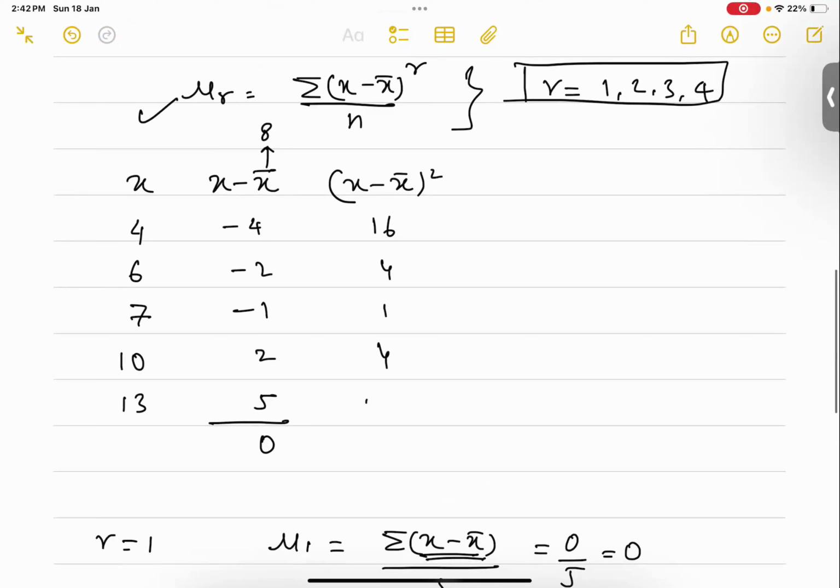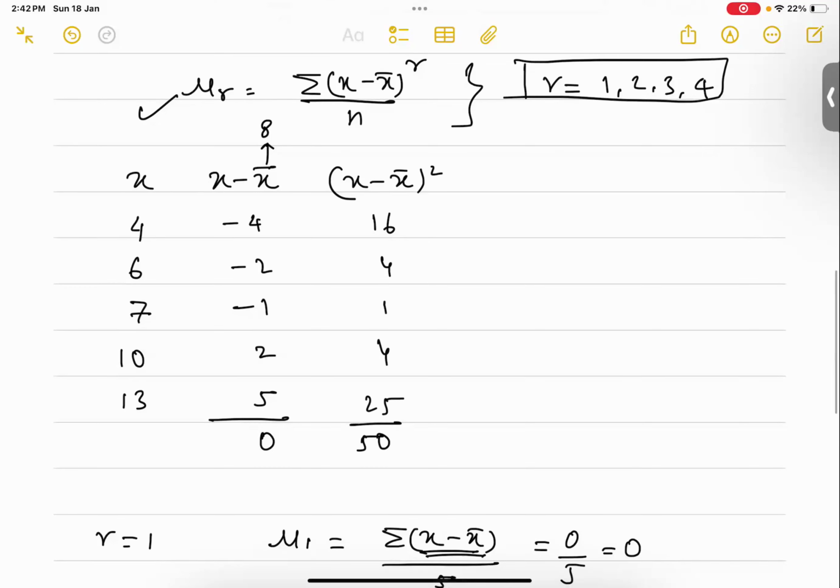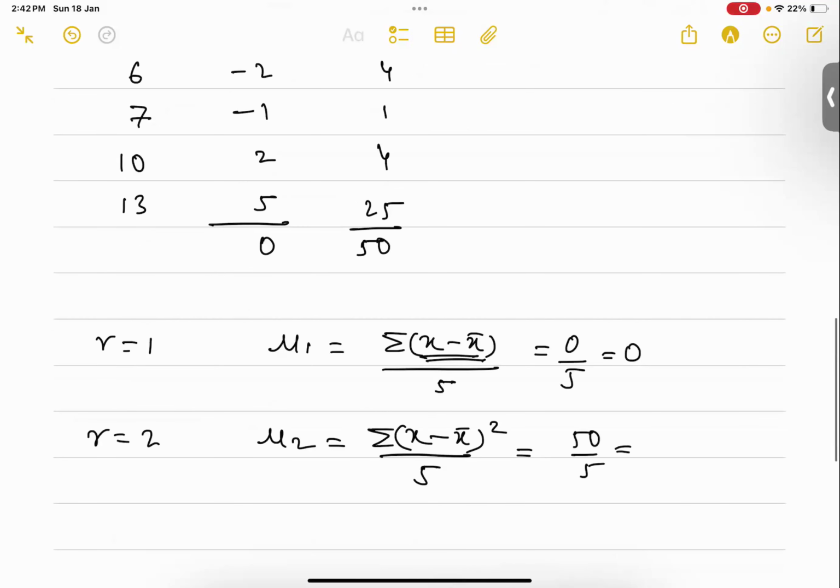So mu 3, same formula. Put the value of r as 3: summation of (x minus x bar) raised to 3 upon 5. Now, summation is beside (x minus x bar) raised to 3, so cube these values, x minus x bar cube. Cube all these values. Otherwise, you can also multiply (x minus x bar) into (x minus x bar) square. You will get the answer.